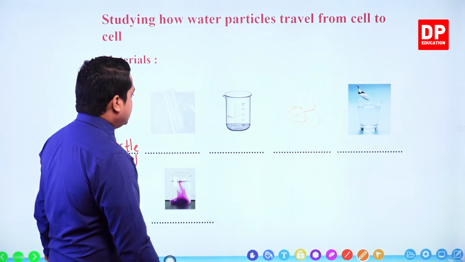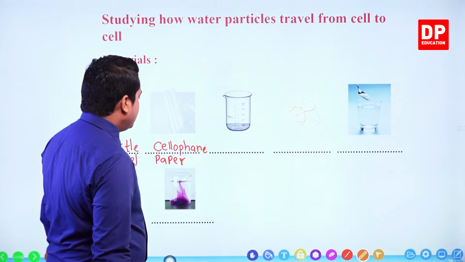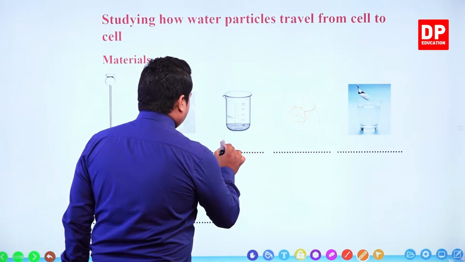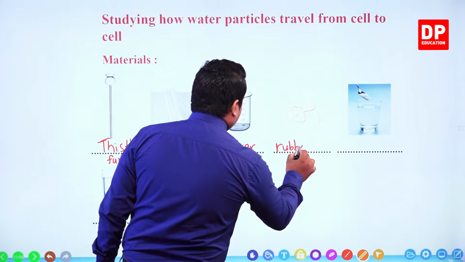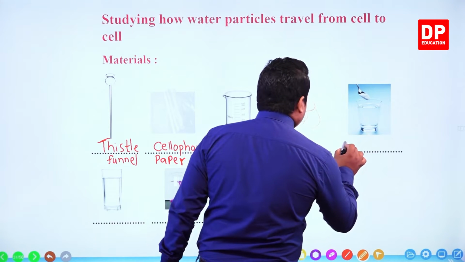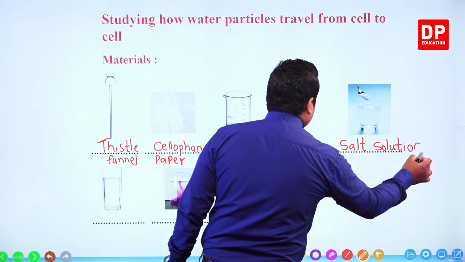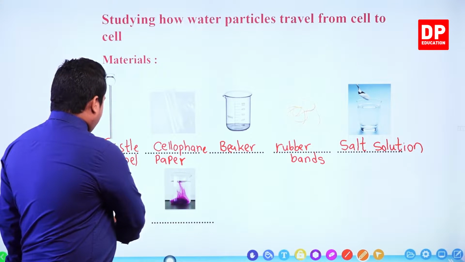Then in the next one, we'll be needing cellophane paper. Cellophane paper, right? Not polythene, cellophane paper. Okay, we'll be needing cellophane paper. Then a beaker, rubber bands, we'll be needing some salt solution, right? Salt solution. Then water.